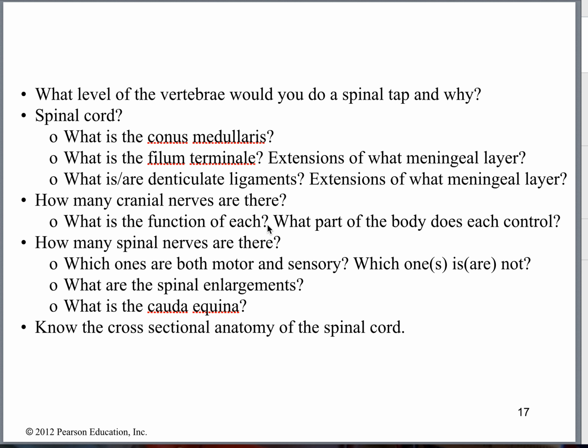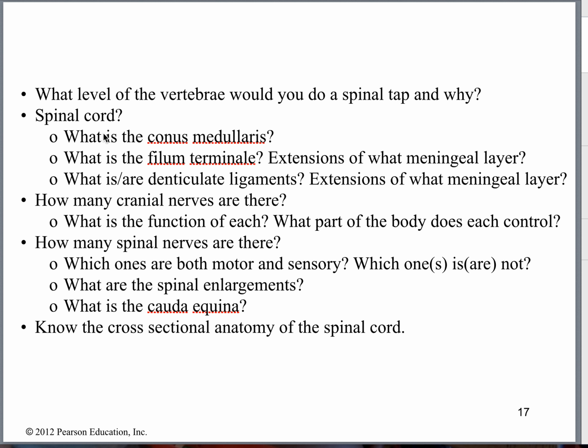So, spinal nerve. And, ooh, here are some review questions. This is essentially from the study guide. So let's try this. What level of the vertebrae would you do a spinal tap and why? You guys can answer that already. We're not going to review it. We just covered it. Press rewind.